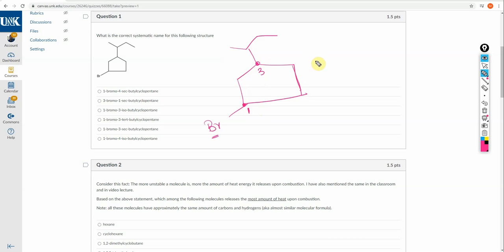So 1, 2, 3, and therefore this is a cyclopentane, and it's 1-bromo, and then hyphen. Now you have a 4 carbon chain, so 1, 2, 3, 4, and that is a secondary butyl. So this is going to be a 3-sec-butyl cyclopentane. So that is going to be the name of the structure: 1-bromo-3-sec-butylcyclopentane.